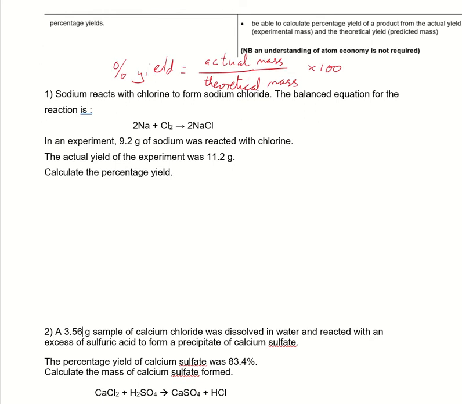So the way to do this, we've got 9.2 grams of sodium, and we can assume there's an excess of chlorine since it's not told us it's going to run out or anything like that. I'd start off with 9.2 divided by 23 for the relative atomic mass of sodium, because I want to see how many moles of this chemical I'm using. And that comes out at 0.4.